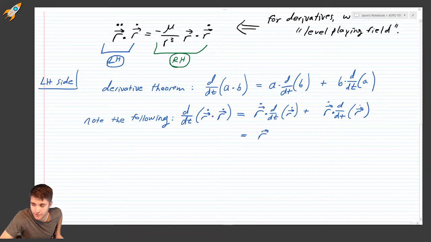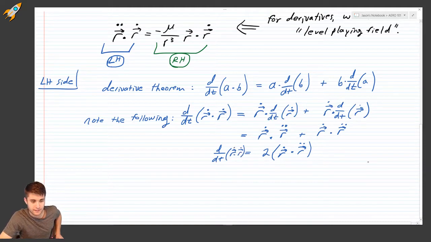You arrive at this then. You have r dot product with r double dot, or position dot product with velocity, plus position, velocity dot product with acceleration. Okay, which is equal to 2 r dot, or velocity dot product with acceleration, and that's equal to the derivative with respect to time of r dot dot r dot. Okay, that's what that's equal to right there. It's just 2 r dot product with r dot. Okay, that's what it is.